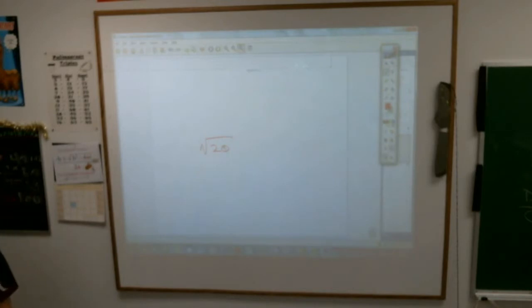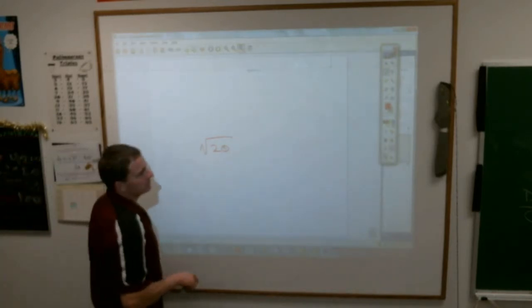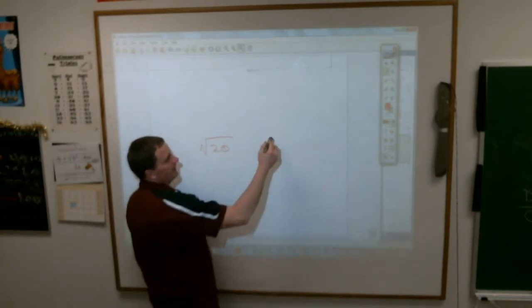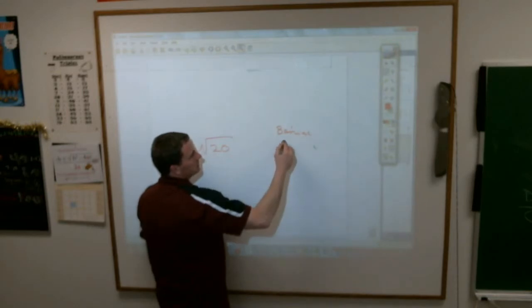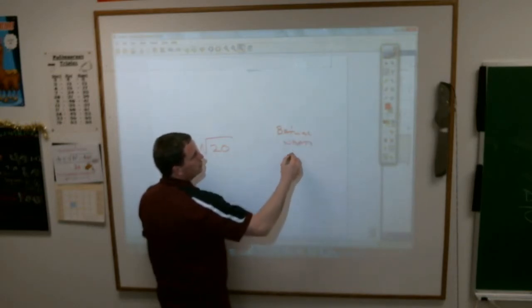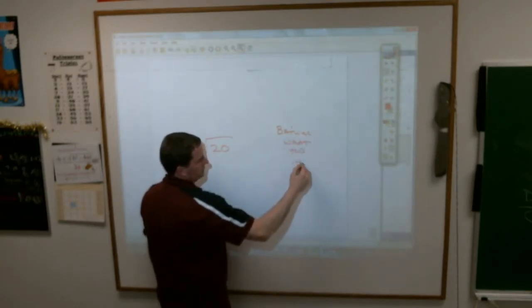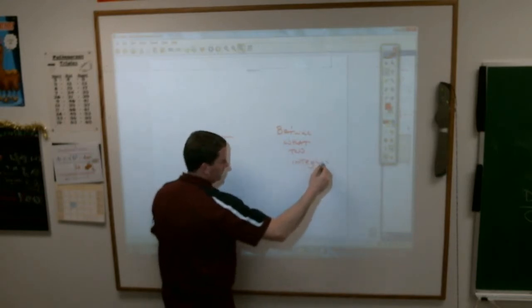Yeah, but it's got to be the same number. Okay, and there isn't a same number. So when they give you this, they'll ask you to state between what two integers.